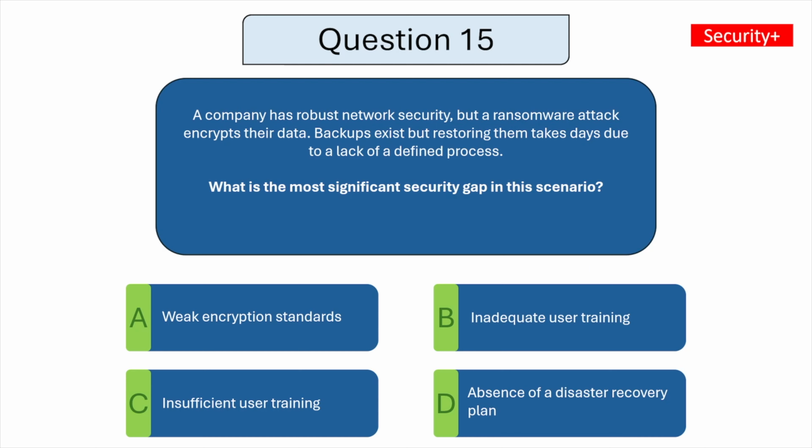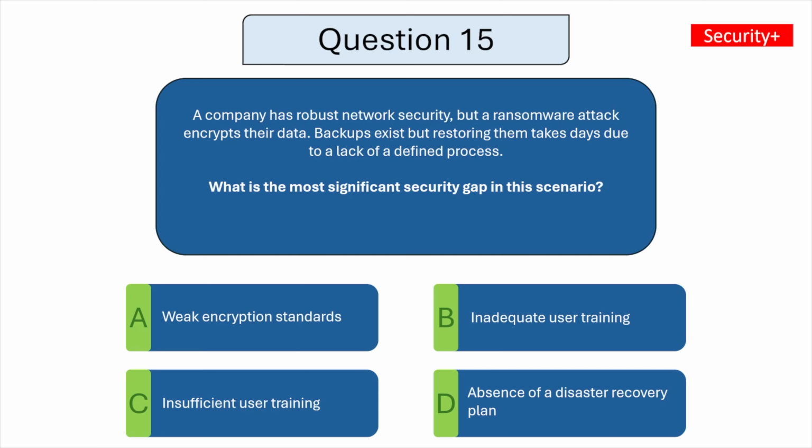Question 15. A company has robust network security, but a ransomware attack encrypts their data. Backups exist, but restoring them takes long due to the lack of a defined process. What is the most significant security gap in this scenario? A, weak encryption method standards. B, inadequate user training. C, insufficient user training. Or D, absence of a disaster recovery plan.